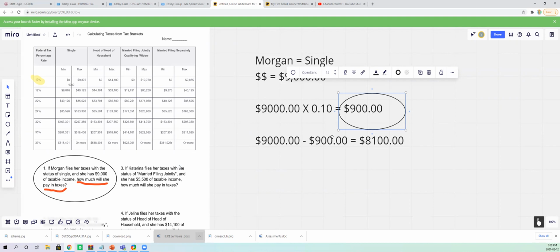So I just was kind of curious as to how much Morgan would be left over with in her income. So we took that $9,000 of earning, I subtracted $900 for taxes, and she was left over with $8,100. I just thought I would share that with you just in case you ever came across a question like that. But that is not the answer to this question. The answer to this question is 900.